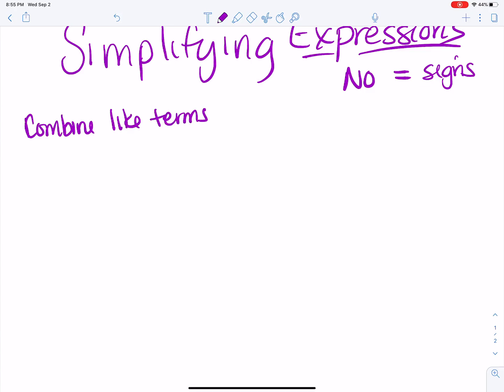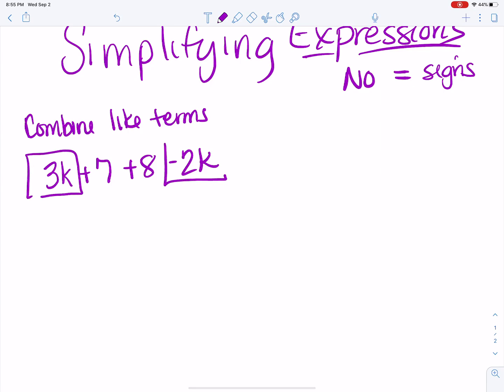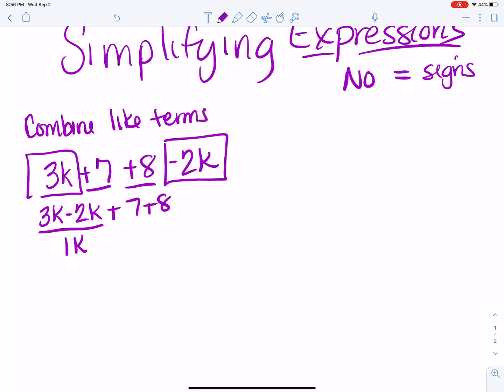Okay, so if we look at 3k plus 7 plus 8 minus 2k, the first thing that we want to do is rearrange our terms so that our like terms are together. So 3k minus 2k plus 7 plus 8. Combine these two. 3k minus 2k is 1k, and then plus 15. Okay? Which you would write as k plus 15.